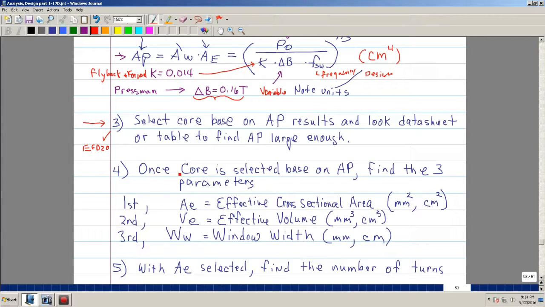It says once the core is selected based on AP, find 3 parameters. What are the 3 parameters? Here they are. The first one is AE, the effective cross-sectional area, then VE, the effective volume, and I labeled this as W sub W, which is the winding width. If you notice, these are the units. Okay, so let's go back up to the table.